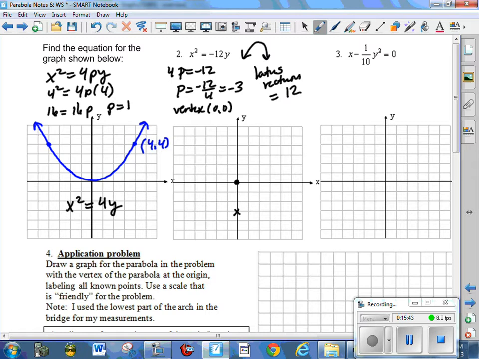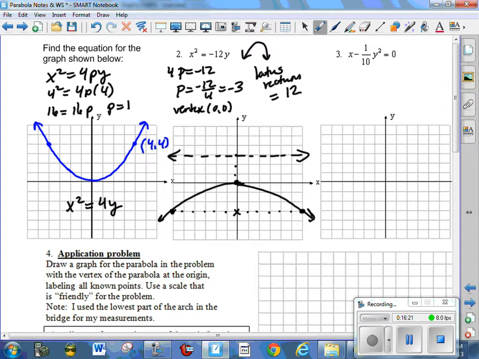So that means the graph's going to be headed in this direction, upside down. At the place where y is equal to negative 3, the graph is 12 wide. So in other words, go 1, 2, 3, 4, 5, 6 in each direction from here. And that means that's how wide my parabola is. And I also need to draw my directrix, which is 1, 2, 3 in the other direction. There's the directrix.